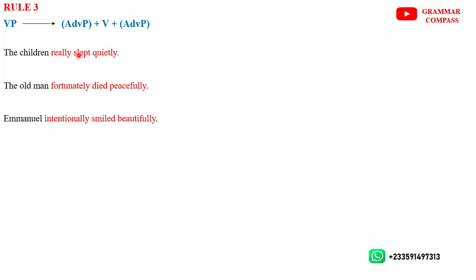Let us draw trees for these verb phrases, starting with really slept quietly. This is a verb phrase, and these are the constituents. So how many branches do you think our tree is going to generate? First of all, our VP will stand for the whole of this. Really slept quietly. It has three constituents. The first constituent is an adverb phrase. According to our rule, it is an adverb phrase. So we have our adverb phrase over here. And what does this adverb phrase constitute? It consists of one word adverb, that is really.